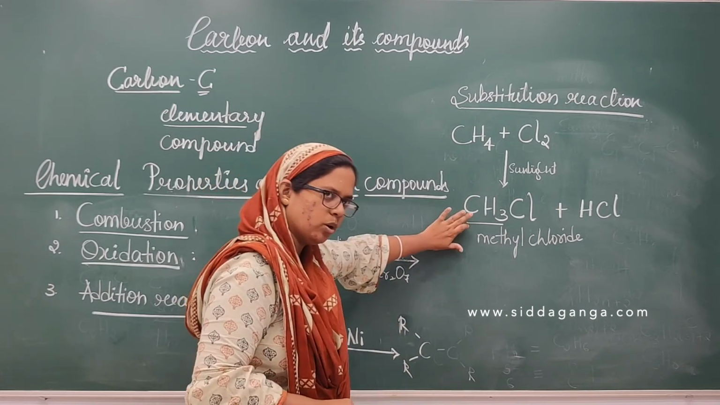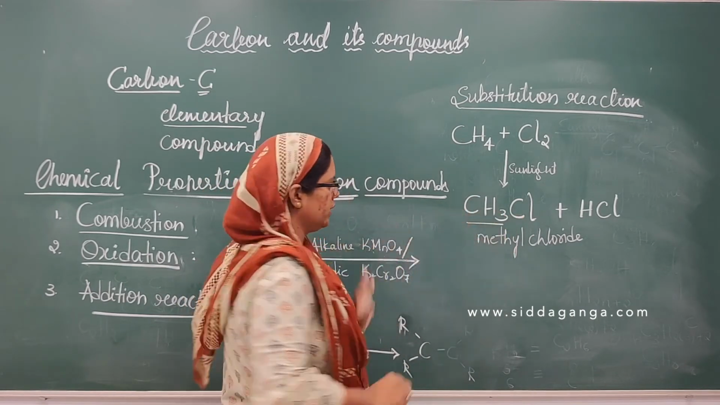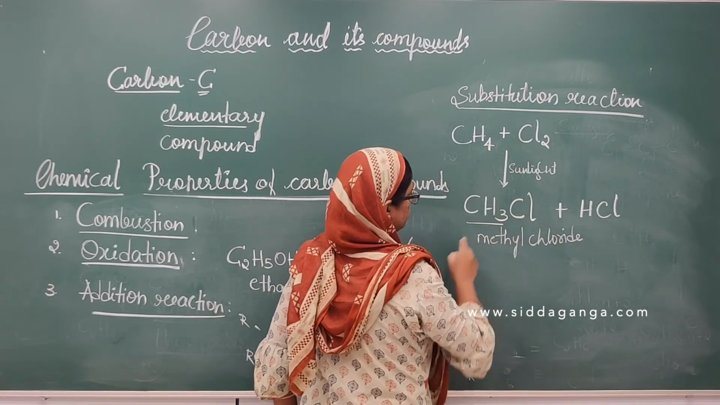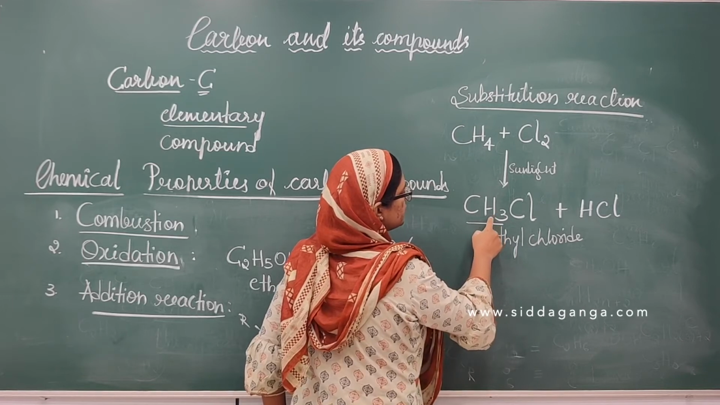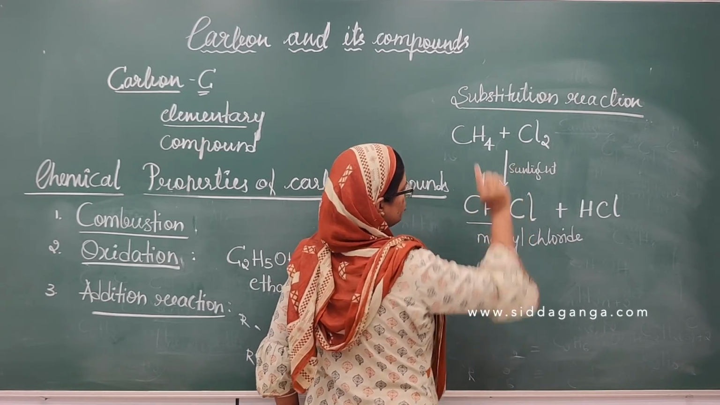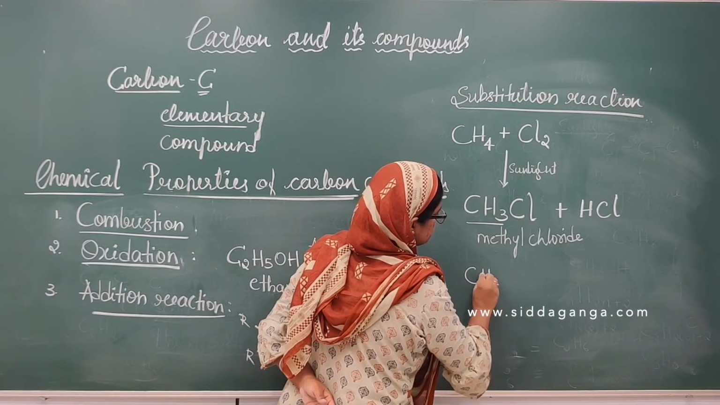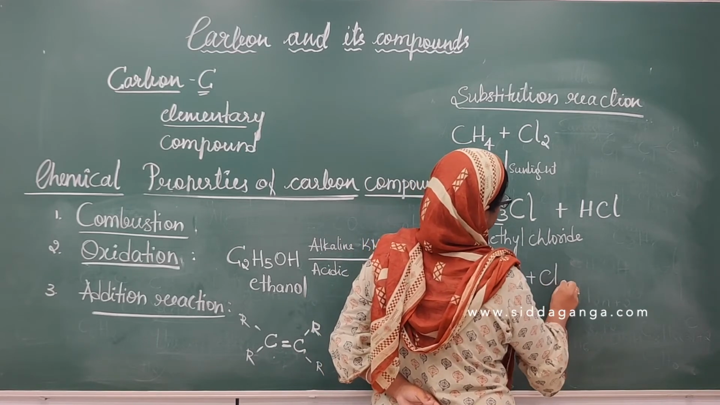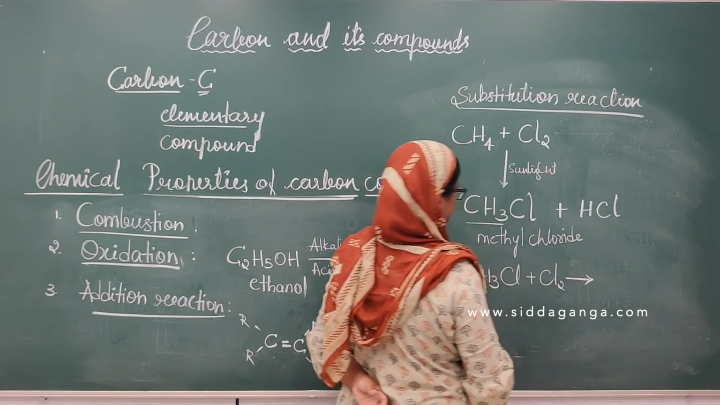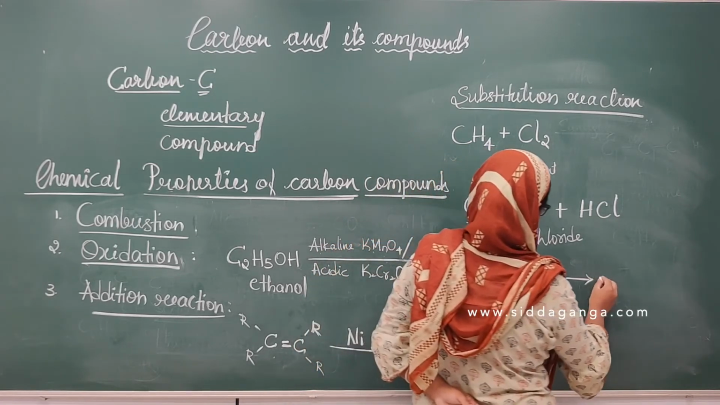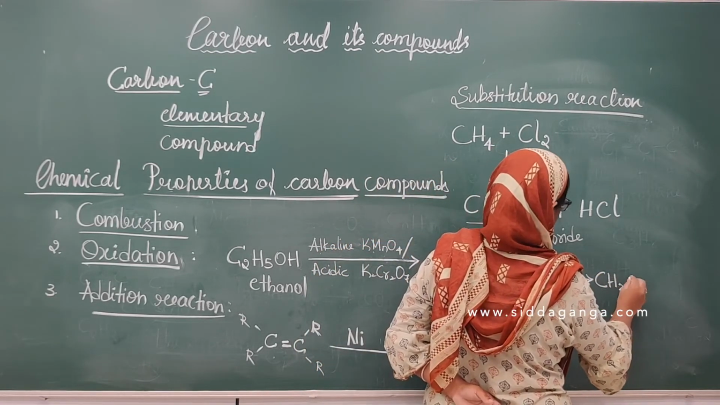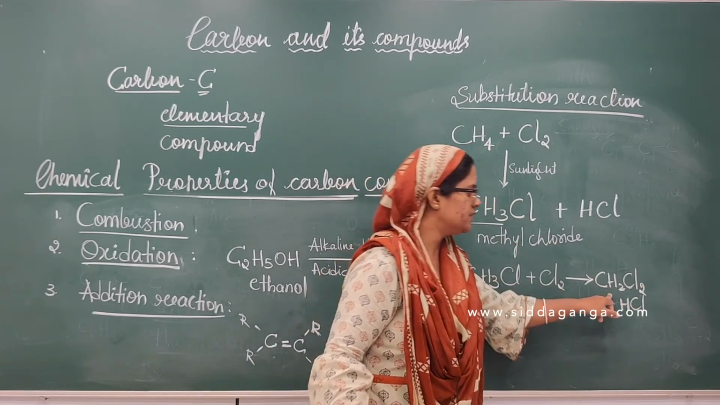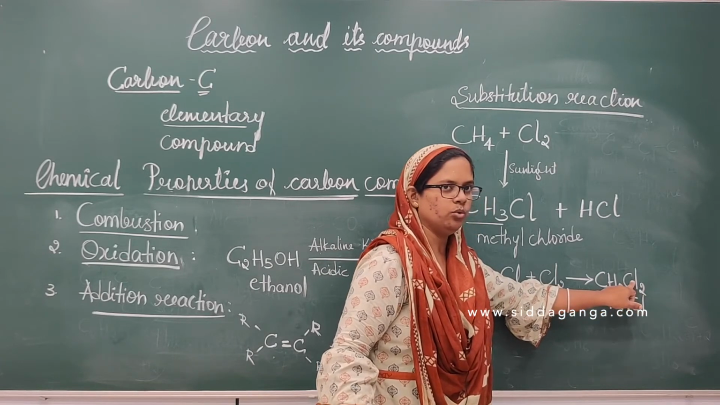Or it can also be called chloromethane. If this is continuously kept under the same condition, these hydrogen atoms will all get substituted by chlorine. See, CH3Cl plus Cl2 gives rise to CH2Cl2 plus HCl. Name of this compound? Dichloromethane.